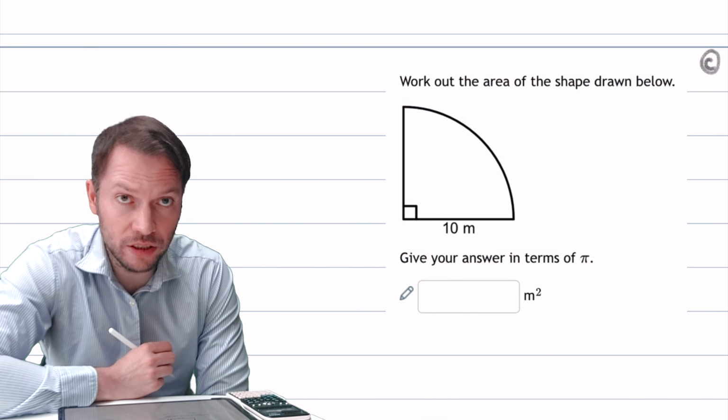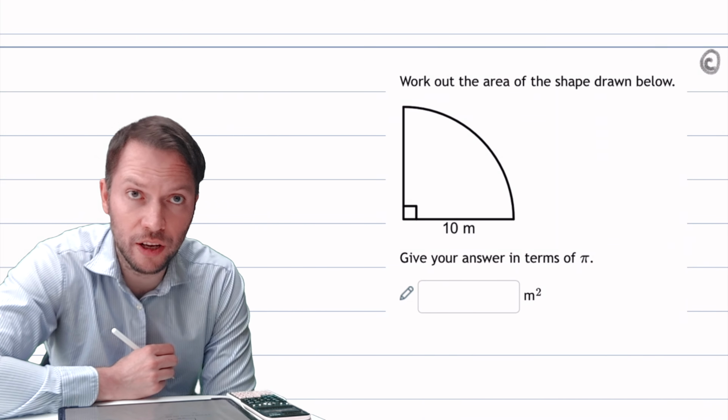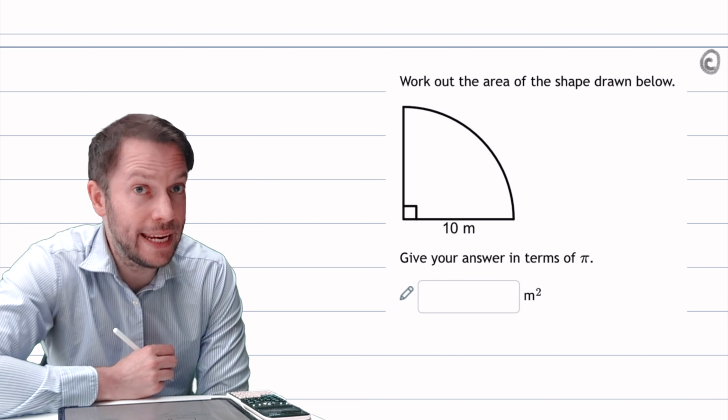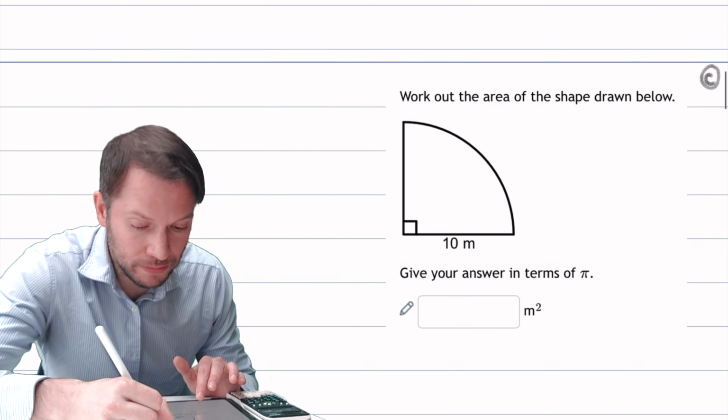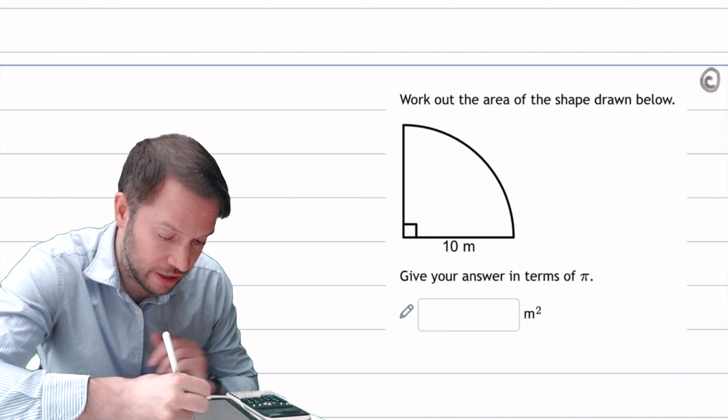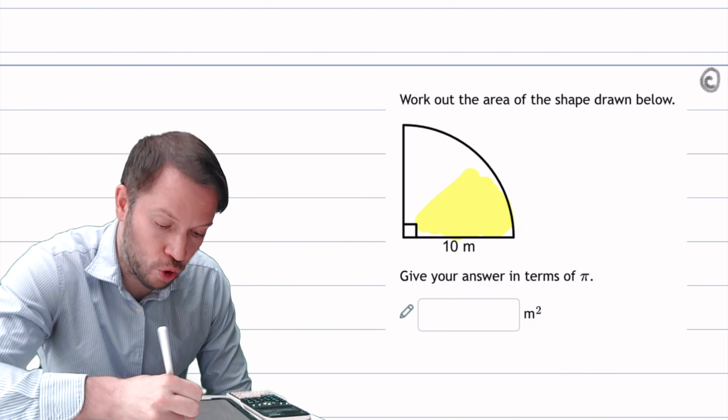Hi, in this video we're going to find the area of a fraction of a circle and we're going to give our answer in terms of pi. I'll explain what I mean by that in a second. Now, let's see this fraction of a circle. Can you see that we have a quarter of a circle?